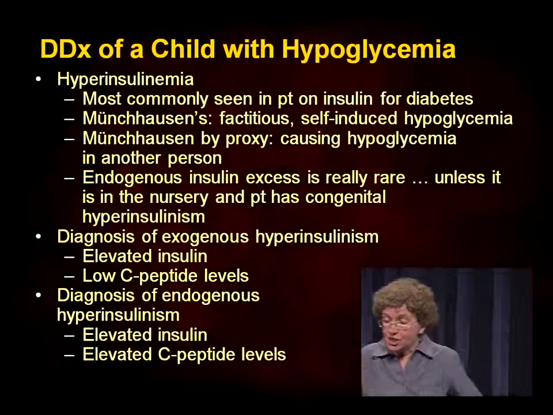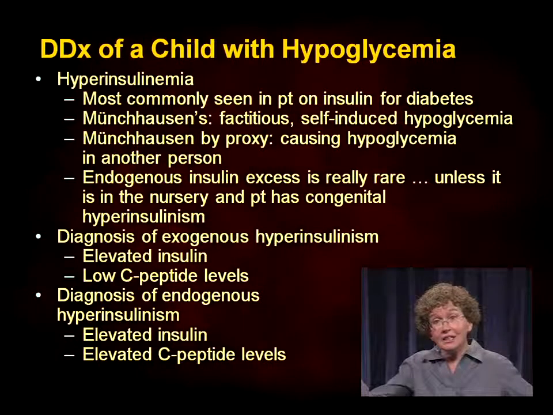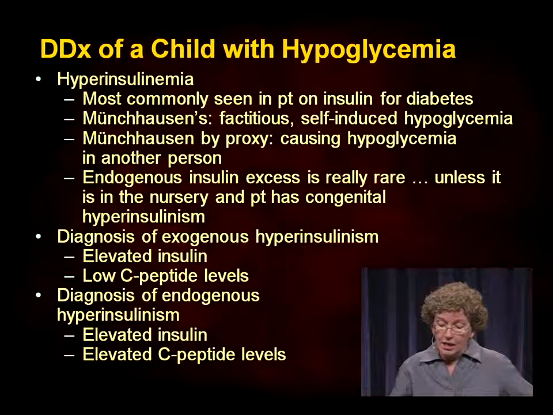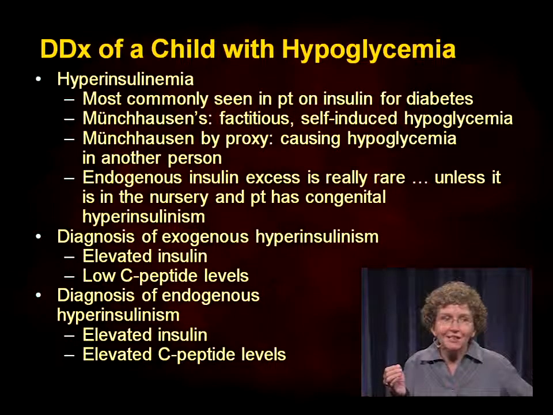So again, exogenous, outside the body, in the vial, they're going to have high insulin and low C-peptide, okay? And then endogenous, inside, high insulin, high C-peptide, okay? It's not a set number, but when you go in and your insulin level is 300 and your C-peptide is normal, they got it from the vial. So that's probably one of the more important ones you can get.